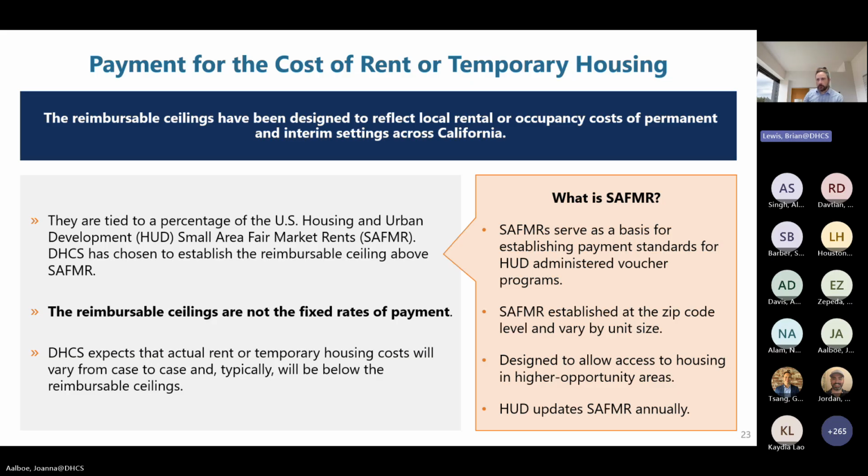So you'll see on the fee schedule the efficiency, 1 bedroom, 2 bedroom, and so on. The methodology ultimately allows for access to housing in higher opportunity areas. And the final model for the transitional rent ties the reimbursable ceilings for all settings to SAFMR. One more important note about the reimbursable ceilings is that they are not a fixed rate of payment. We expect that the actual rent or temporary housing costs will vary and that many will fall at or below the reimbursable ceiling amounts that we've set. Next slide, please.